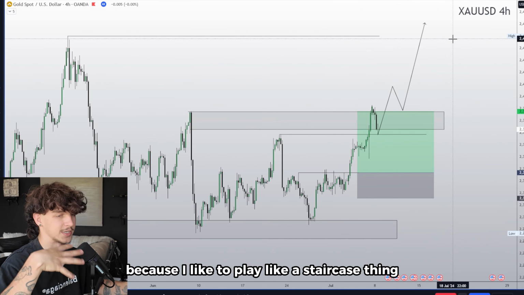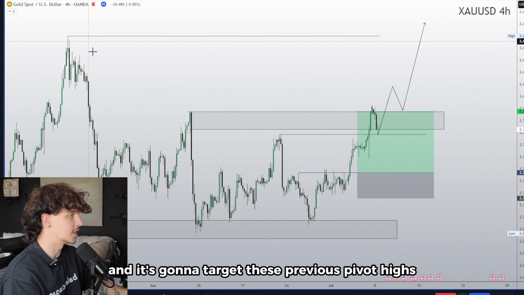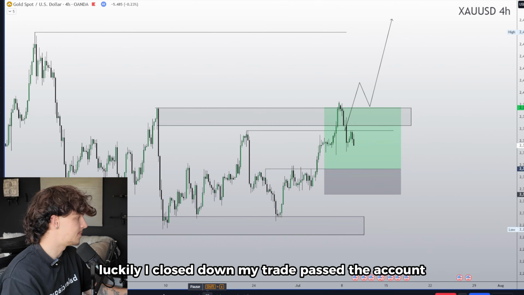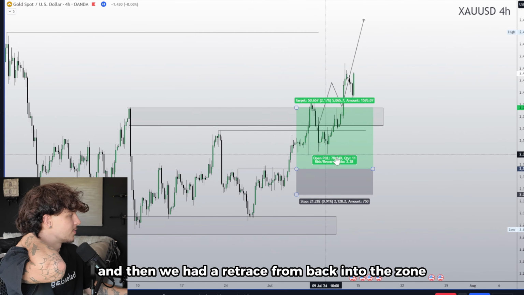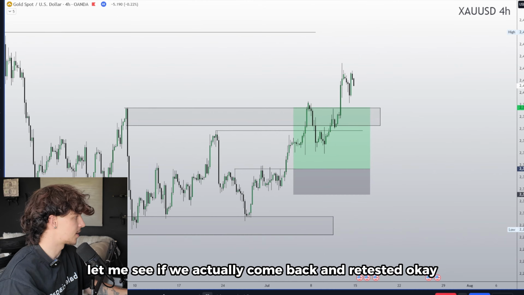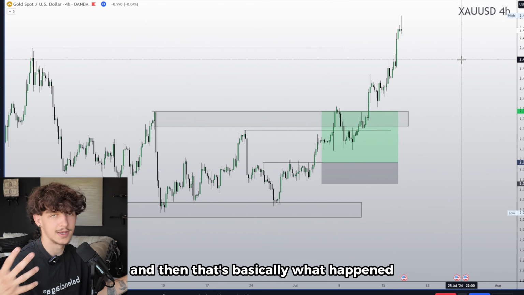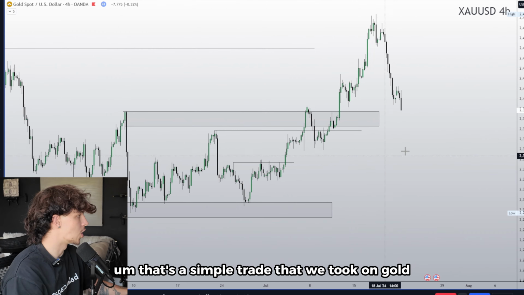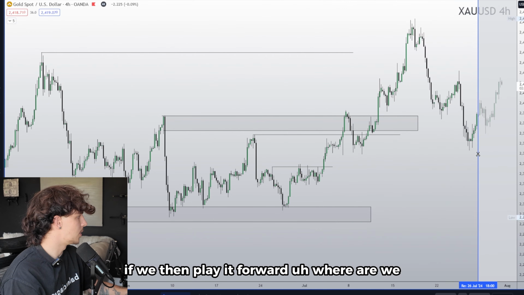Because I like to play like a staircase thing where we're stairing up, stairing up, stairing up, and it's going to target these previous pivot highs like it did. Luckily, I closed down my trade, passed the account. I'll put some stuff on the screen, and then we had a retracement back into this zone. Then we did go swing. Let me see if we actually come back and retested. Okay, we didn't. We just kind of ran from there, and that's basically what happened. And that's a simple trade that we took on gold. If we then play it forward, where are we?